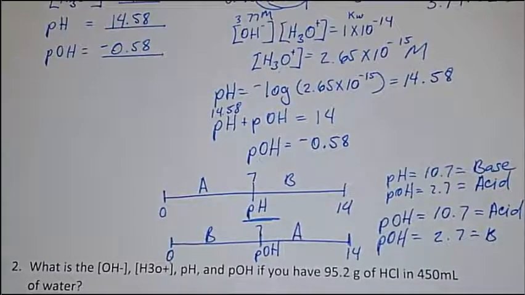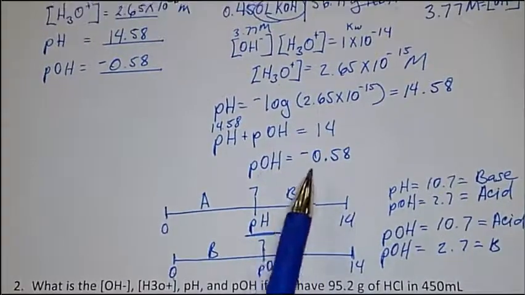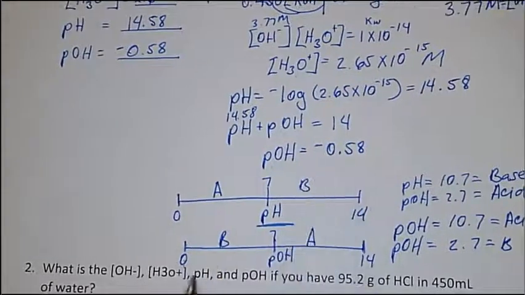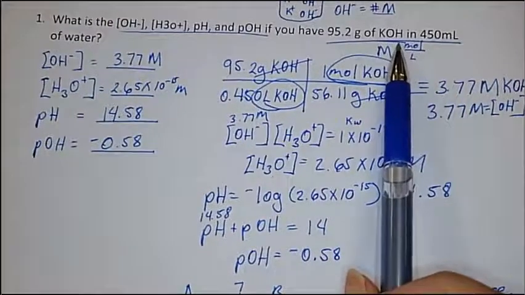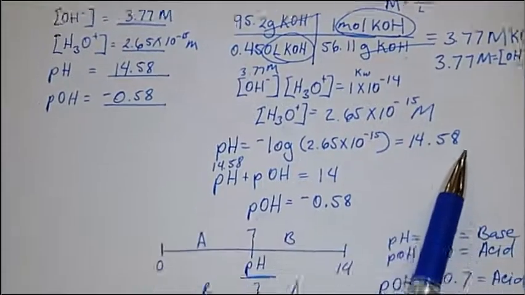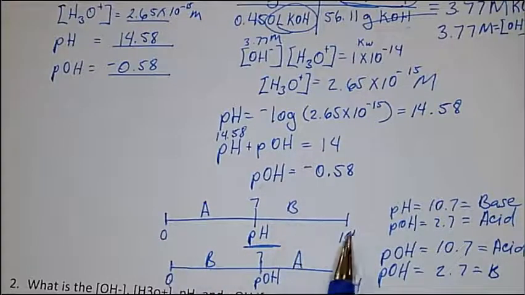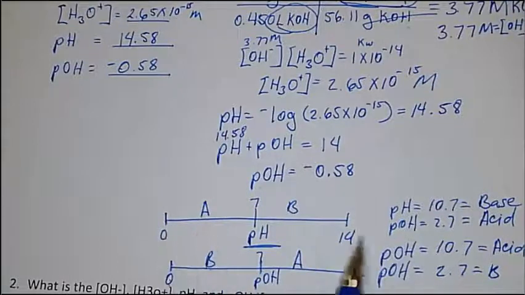I just wanted to do a quick review with you because this negative 0.58 for my pOH value would say that it is definitely a base. That makes sense that it would be a base because look, I'm dealing with potassium hydroxide. Even if you look at the pH, it turns out to be 14.58. So if we're looking at the pH scale, this is an acid right here. It's a base right here because it's very, very basic. So 14.58 for my pH also confirms through the pH scale that I am talking about a very strong base.